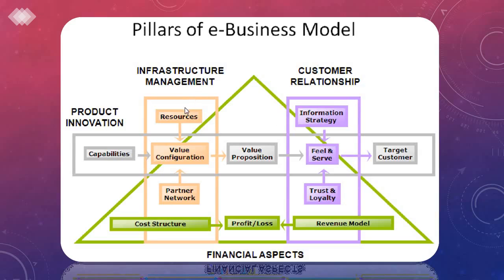In infrastructure management, it is related to your resources, value configuration, and their partner network. In customer relationship, they handle some information strategies, fill and serve, and trust and loyalty. But some financial aspects which affect product innovation, infrastructure management, and customer relationships are cost structure, what are the profit and loss related to your product, which will be related to their infrastructure management and customer management, and last is a revenue model. So these are the three financial aspects which are related to your infrastructure management, product innovation, as well as customer relationship.